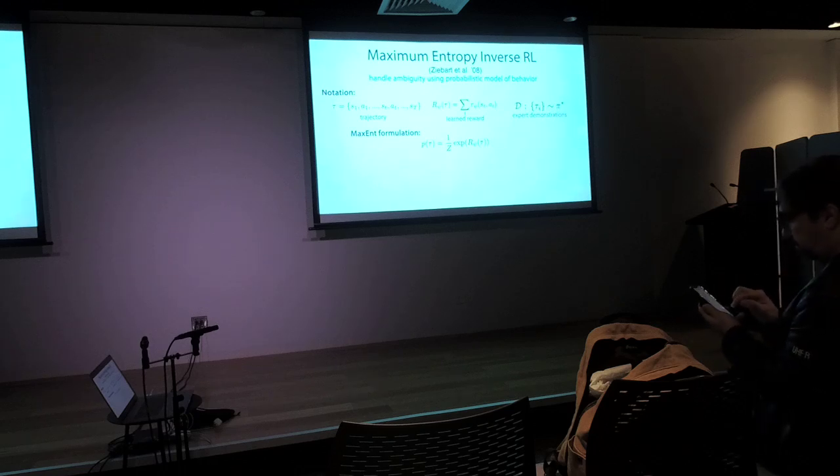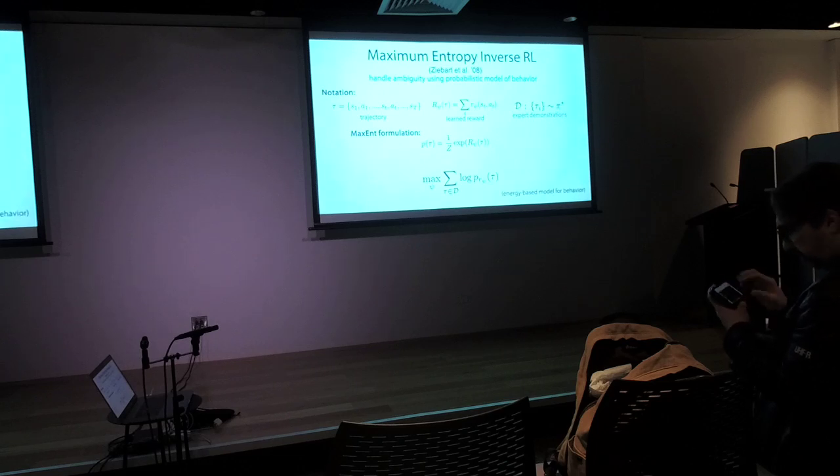And then when we try to infer the reward function, we're just going to do max likelihood. We're going to maximize the log likelihood of our set of demonstrations with respect to the parameters of our reward function. For those of you who are familiar with EBMs, this is simply an energy-based model for behavior.